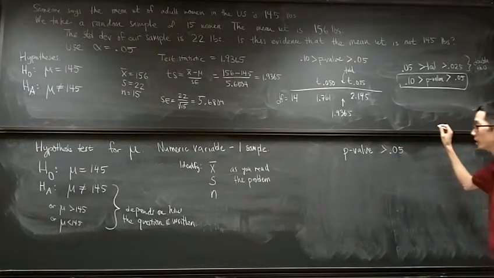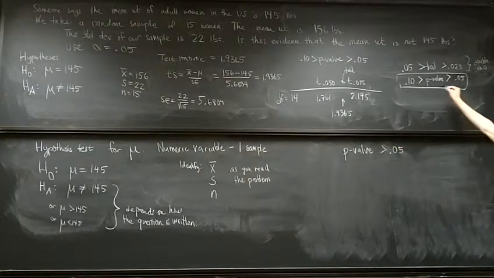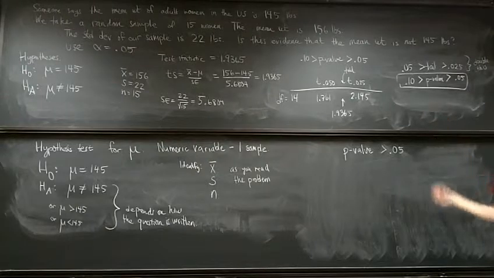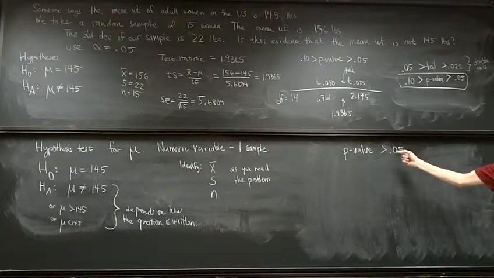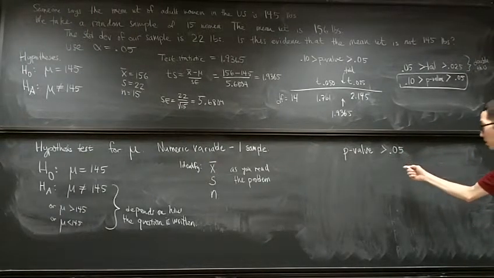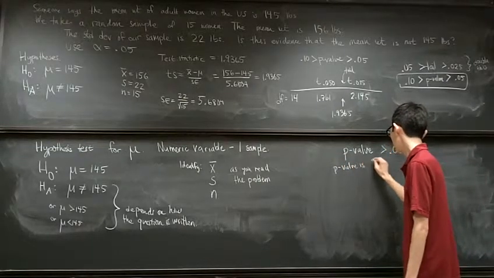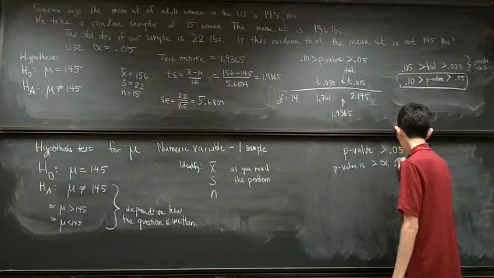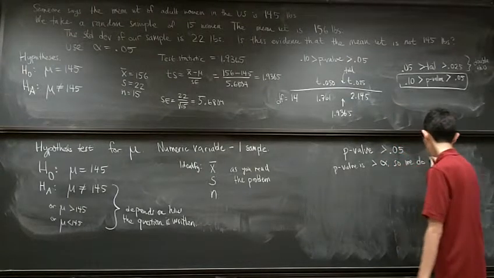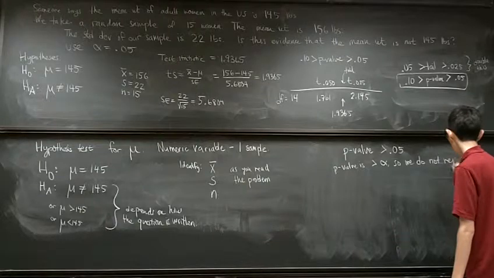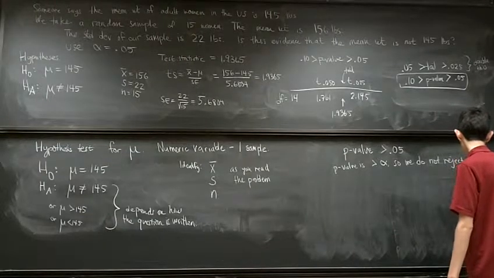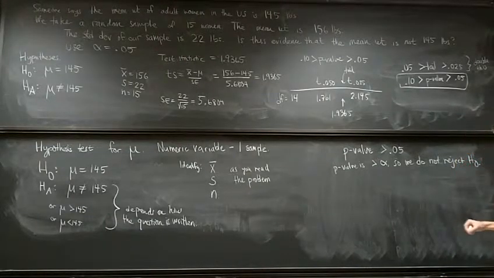My alpha is 0.05, and even though I don't have an exact value, I do know my p-value is bigger than 0.05, but less than 0.10, okay? So I know my p-value is bigger than 0.05, so our p-value is greater than alpha, so we do not reject the null hypothesis. So what does that mean?